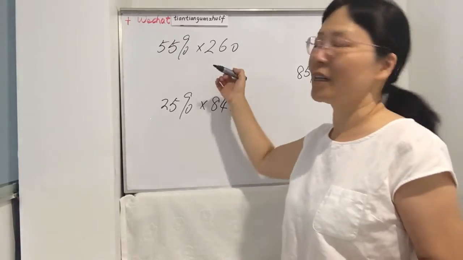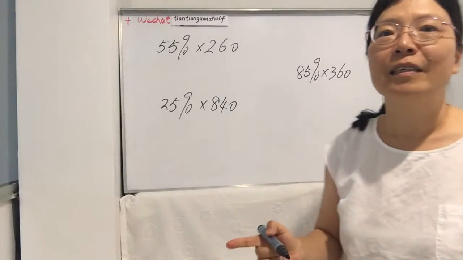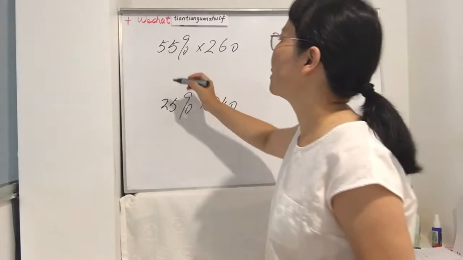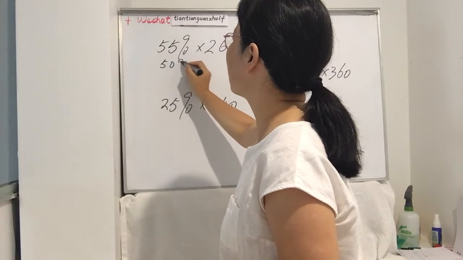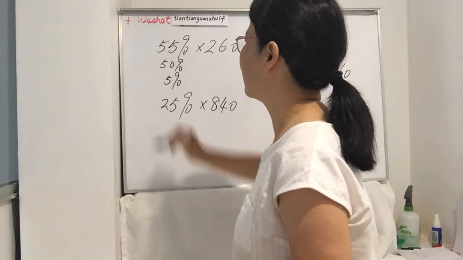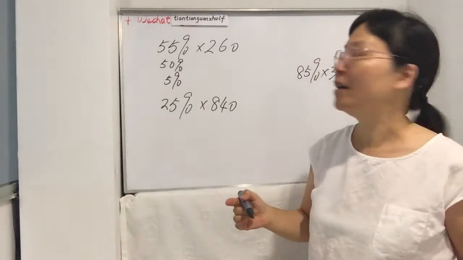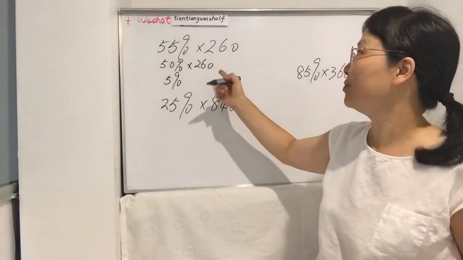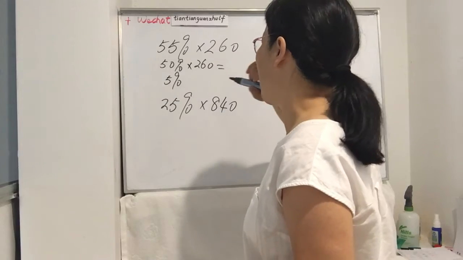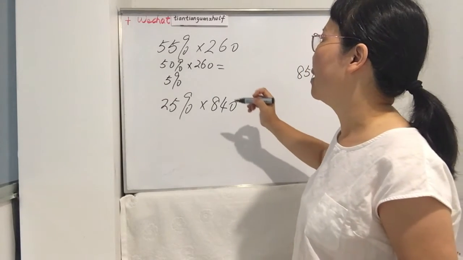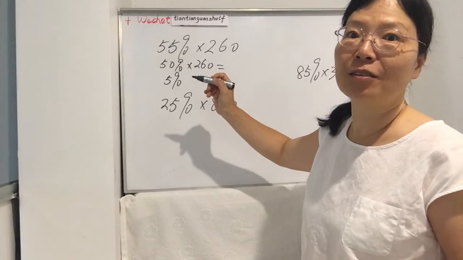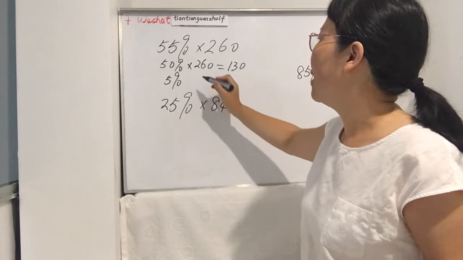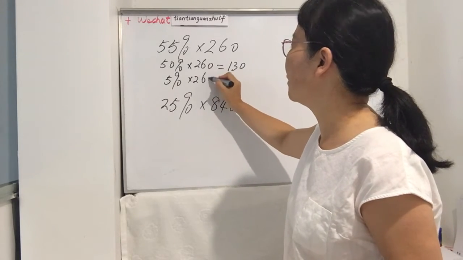Let's see what is the exact answer. And now let's work together. Let's see, 55%, you can think about 50% plus 5% means 55%. Okay, now we do 50% of 260. Actually, it's half. So it's 130. It's 50% of 260 is 130.